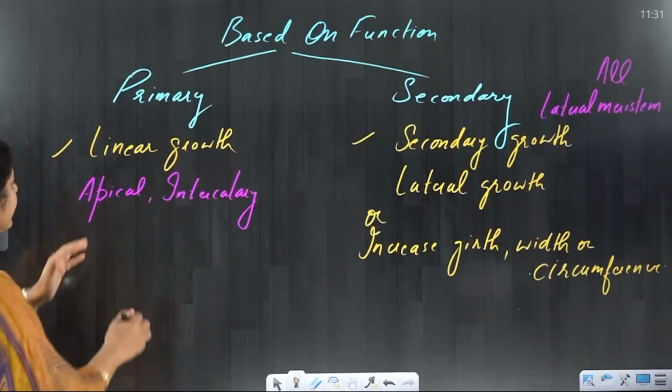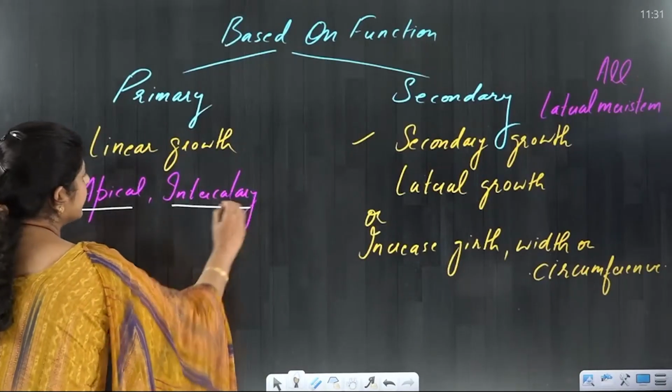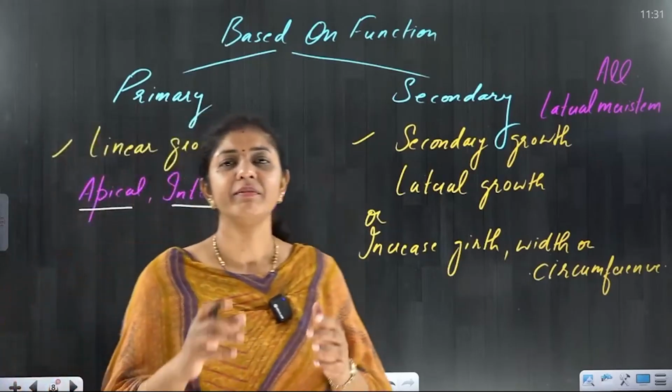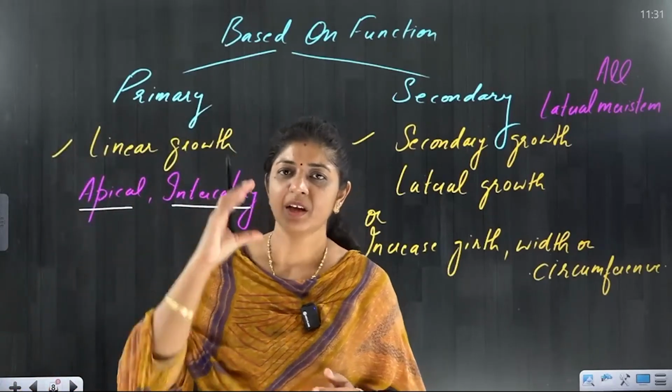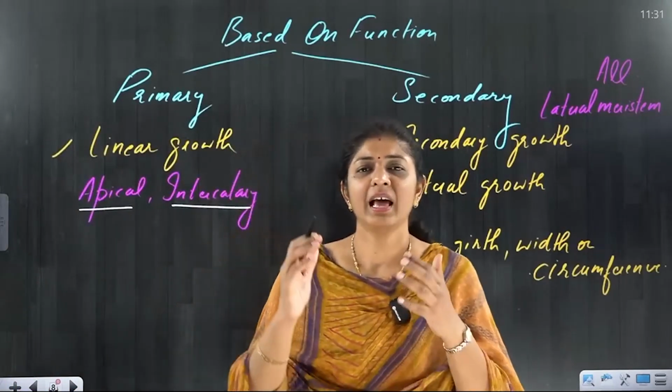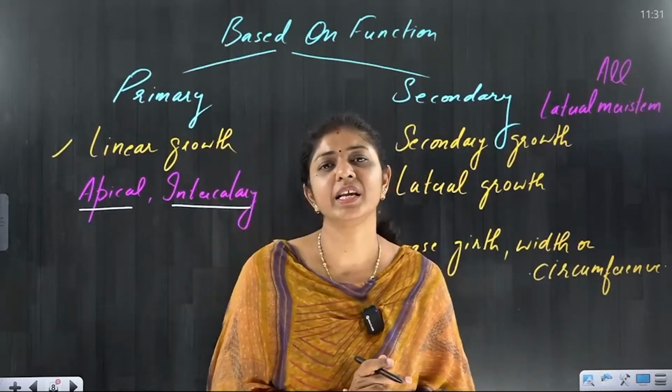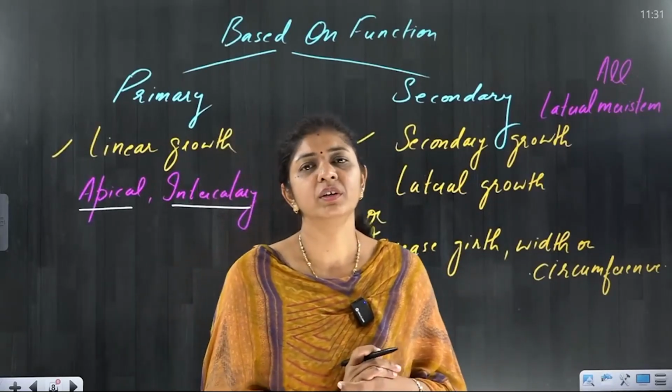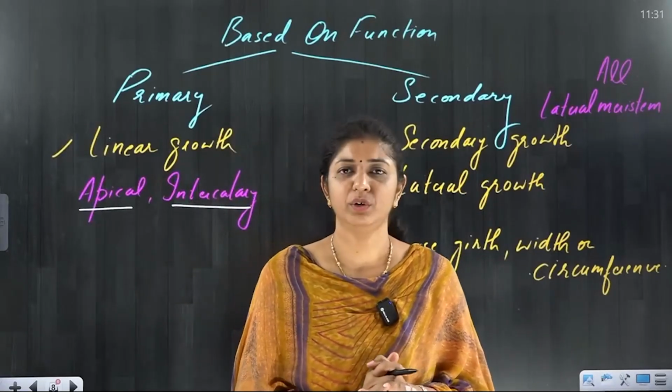And which category will come here? Apical and intercalary, because intercalary will help in increase of the internode, whereas apical helps in the overall increase in the linear length of the stem as well as of the root, right?